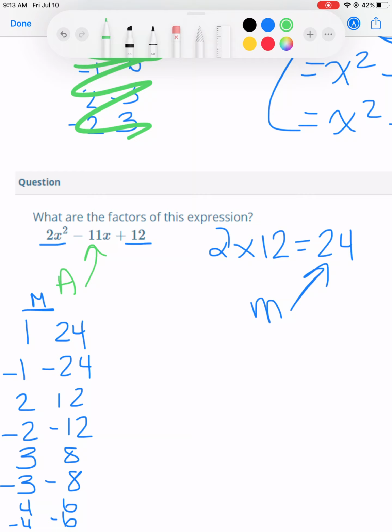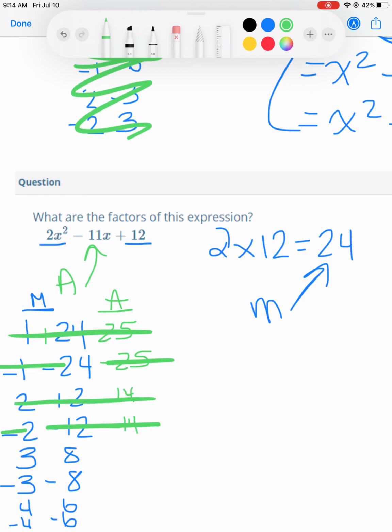Now I have to find one. If your quick math, like in your head, is strong, this is going to be a lot easier for you. Okay, so two things that add to negative 11. So this is 25, that's not it. This is negative 25, that's not it. 2 and 12 is 14, that's not it. Negative 14, that's not it. We need negative 11, so it's got to be these two. Okay, so it's negative 3 and negative 8.